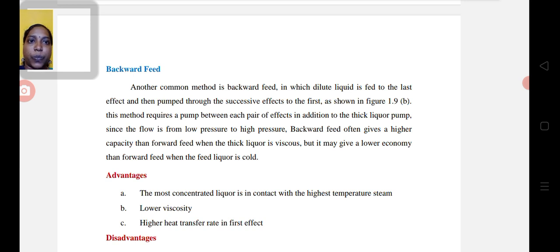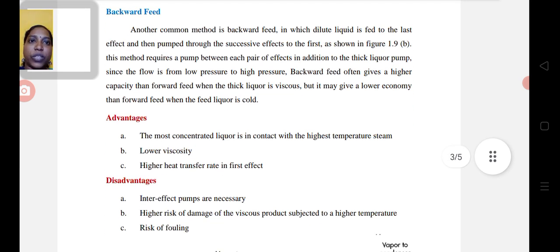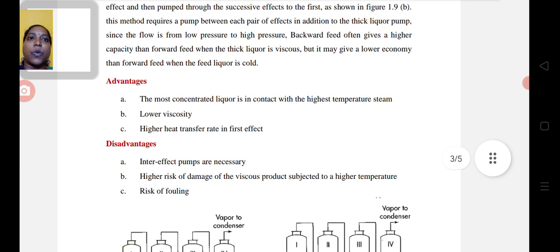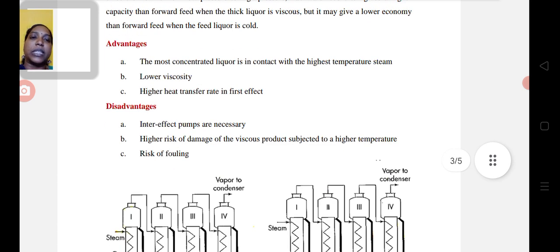the higher pressure. The advantages of the backward feed is the most concentrated liquid is in contact with the higher temperature steam. A lower viscosity liquid can be used, and a higher heat transfer rate occurs in the first effect.